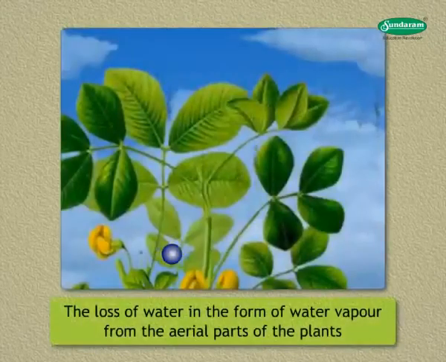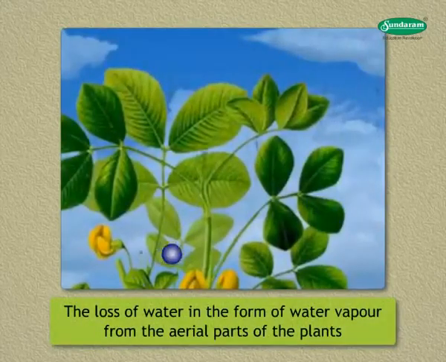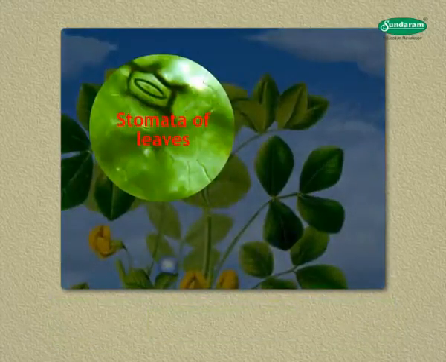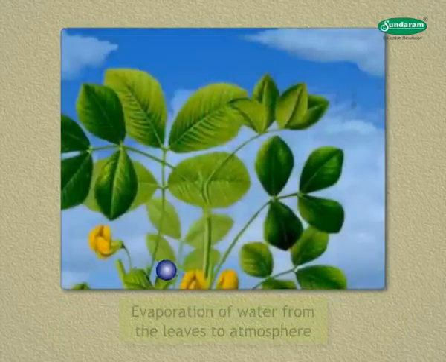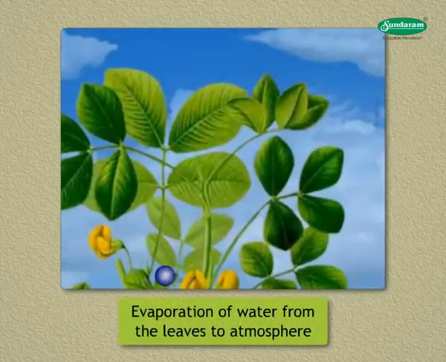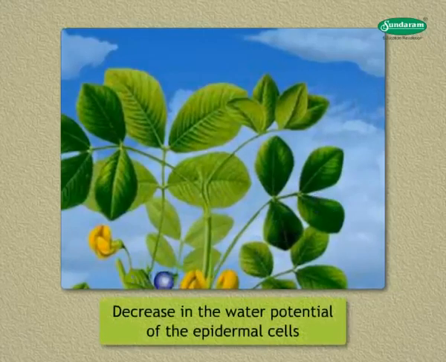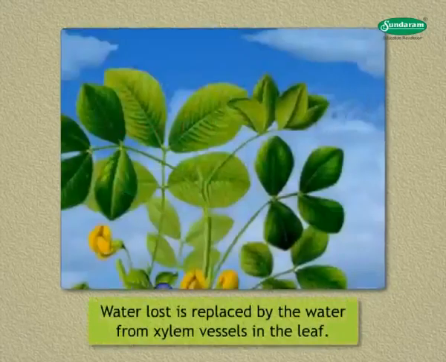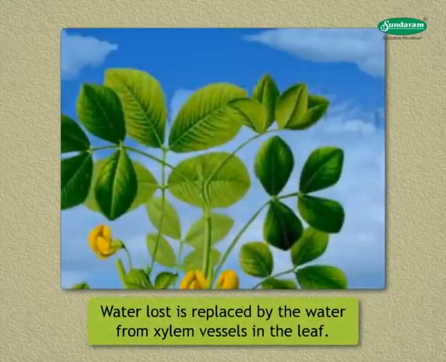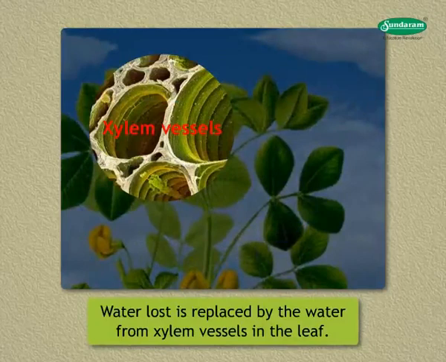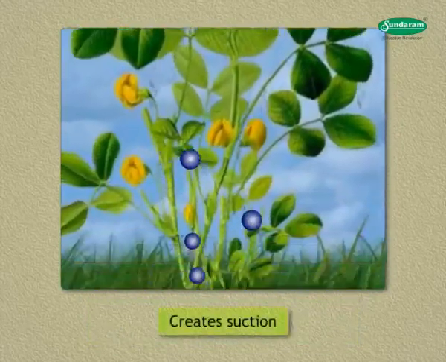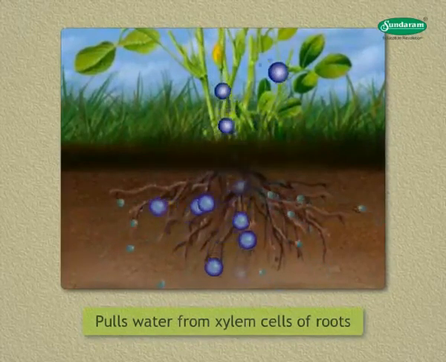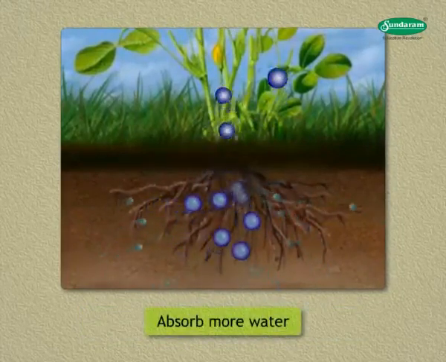The loss of water in the form of water vapor from the aerial parts of the plants, like stomata of leaves, is known as transpiration. Evaporation of water from the leaves to atmosphere results in a decrease in the water potential of the epidermal cells. The water which is lost is replaced by the water from xylem vessels in the leaf. Gradually, it creates suction which pulls water from xylem cells of roots, which in turn absorb more water.